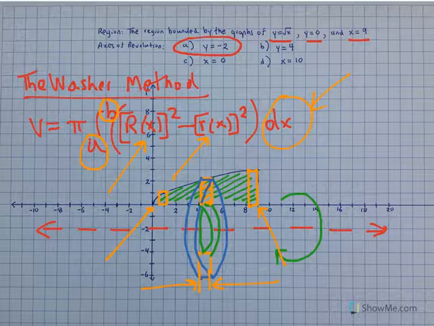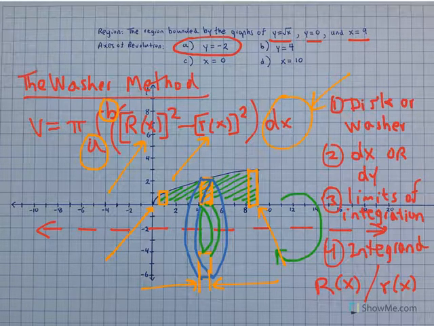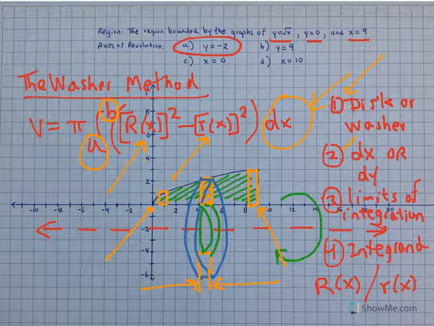So you should go through a series of questions when you're deciding how to write a definite integral to find the volume of a solid of revolution. These are the 4 questions that you need to ask. The first question is, should you use the disk method or the washer method? The second question is, should you integrate with respect to x or with respect to y? The third question is, what should be the limits of integration? And the last question is, what should the integrand be?